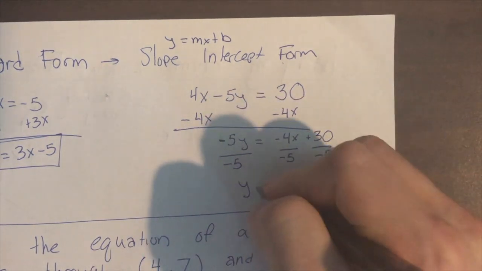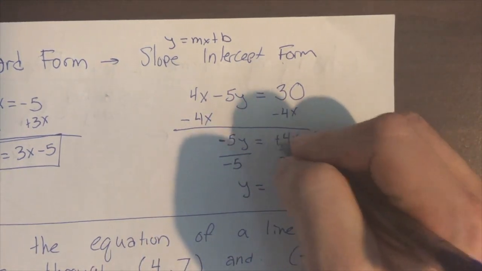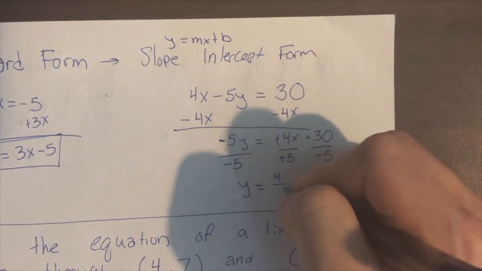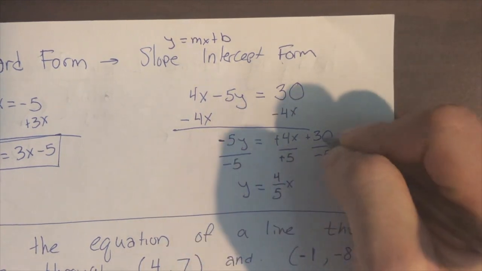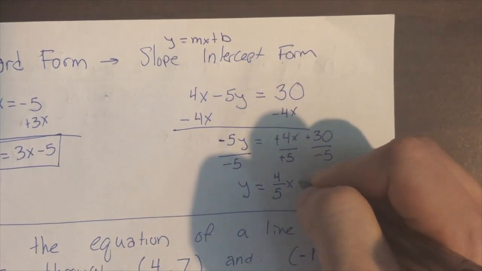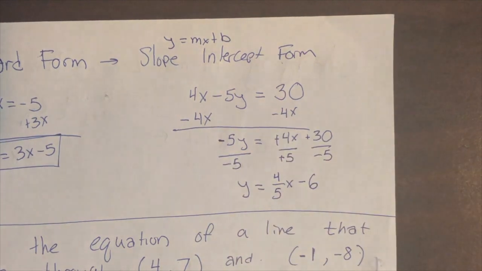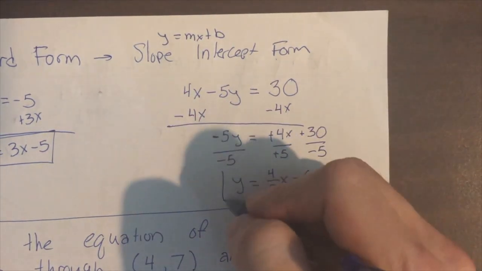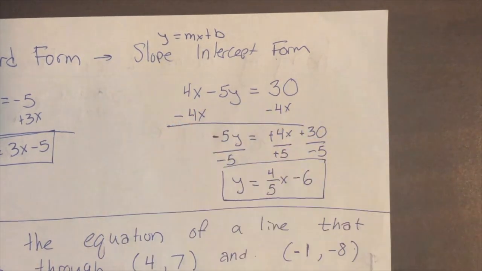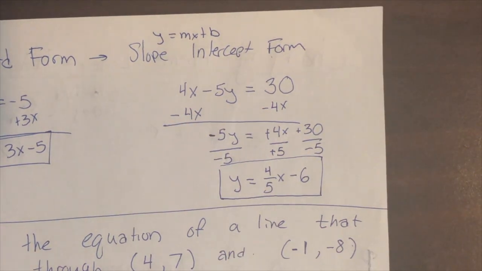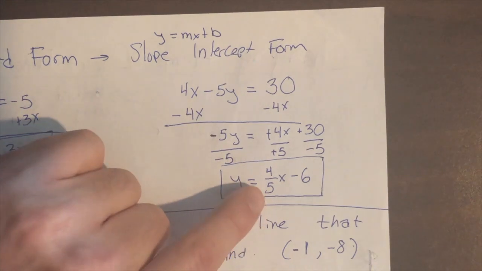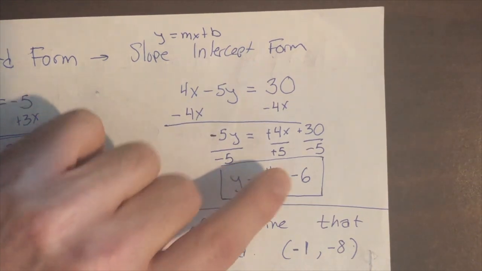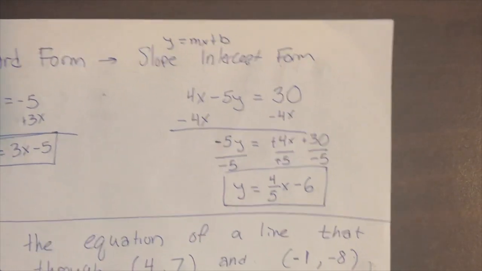So I get y equals, the negatives cancel, so this becomes 4/5 x. 30 divided by negative 5 is negative 6. Okay? In this case, it is okay to have a fraction because we're in slope-intercept form. So again, in slope-intercept form, fractions are okay. And this is giving us a slope of 4/5 and an intercept of negative 6. Okay?